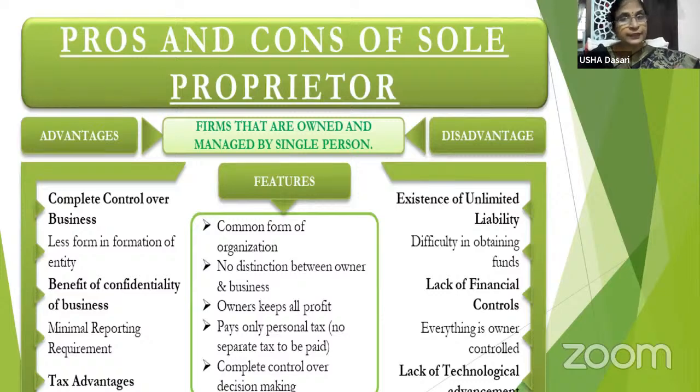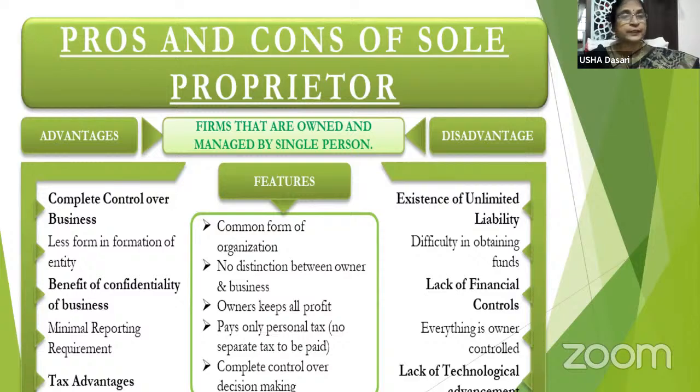Here, on the left side and the right side, you could find complete control over the business, less formality in formation of the entity, benefit of confidentiality of business, minimal reporting requirements, common form of organization, and no distinction between the owner and the business. The owner keeps all profit, pays only personal tax, and has complete control over all types of decisions. Apart from this, you could find some disadvantages also. Whatever I have kept in bold is very, very important.